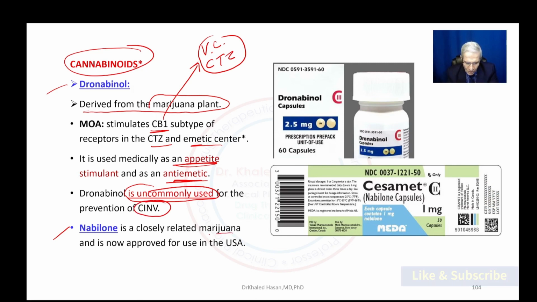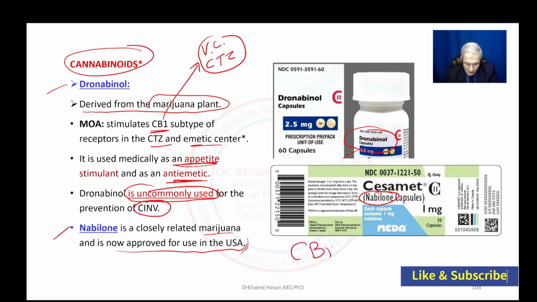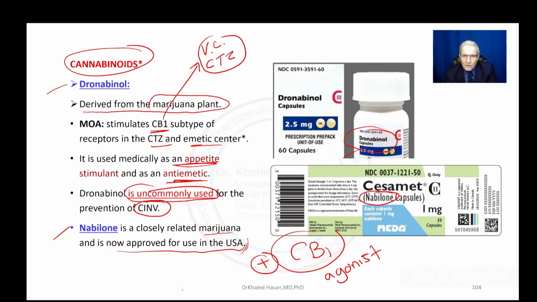Nabilone is closely related to marijuana and is approved by the USA now for the treatment. So you can see the medication name here, dronabinol, derived from marijuana. We have nabilone in capsule pharmaceutical form, and it acts by affecting the CB1. So the question for us is, is this an agonist or antagonist? Dronabinol and nabilone are considered agonists. What does that mean? These medications stimulate the CB1 receptor.